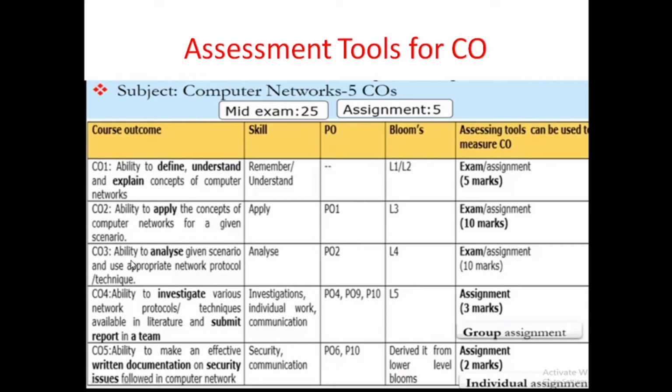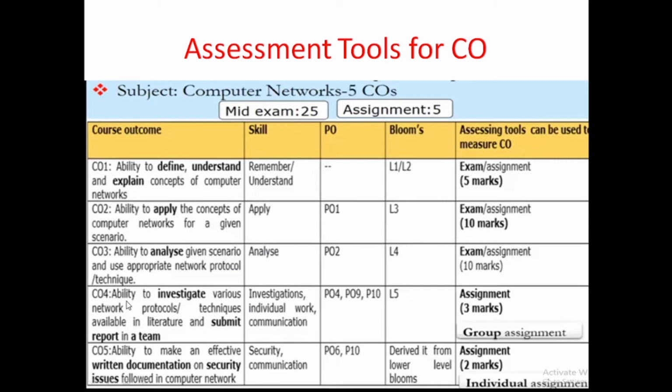And also CO3, the ability to analyze a given scenario and use appropriate network protocols and techniques. This is the analysis level, L4 in Bloom level. This matches with PO2, that is problem analysis. This is also assessed by examination. So we can give 10 marks for this evaluation.